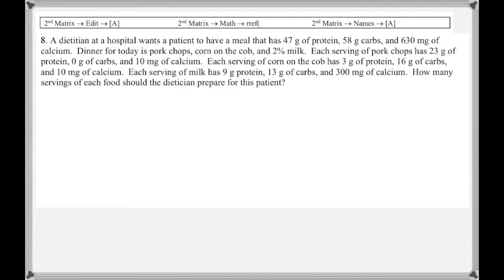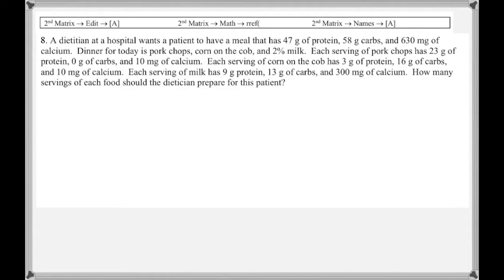It says a dietitian at a hospital wants a patient to have a meal that has 47 grams of protein, 58 grams of carbs, and 630 milligrams of calcium. Dinner for today is pork chops, corn on the cob, and 2% milk.